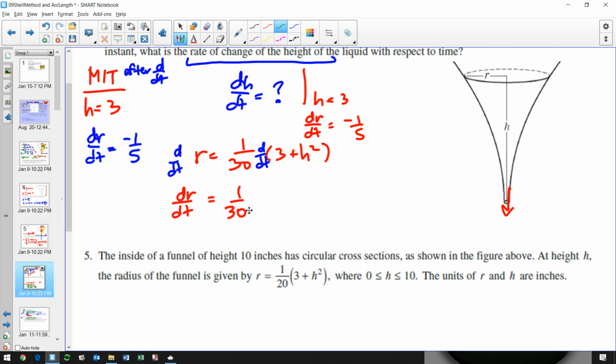Derivative of 3, 0. What's the derivative of h squared? 2h. So this is times 2h, but don't forget, guys, dh dt, because I'm taking it with respect to t, and there's an h in the formula. Okay, let's go ahead and figure out what dh dt is, right? Isn't that what I'm trying to find?